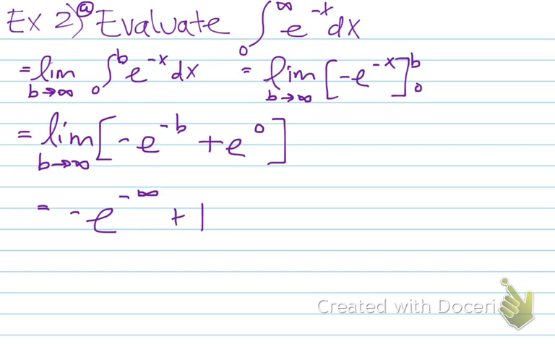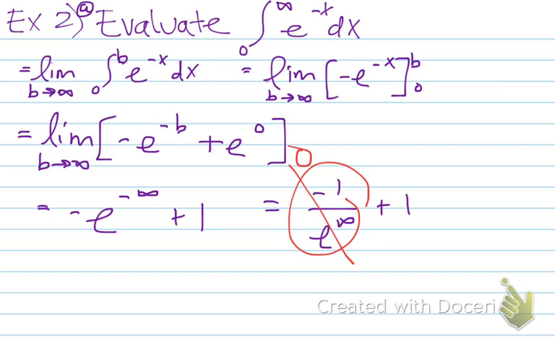Well, negative e to the negative infinity looks like this. I can do it as 1 over e to the positive infinity. So I have negative 1 over e to the positive infinity plus 1. Well, this piece here goes to 0 because negative 1 divided by a ginormous number is going to 0. So this is just 0 plus 1, which is 1.